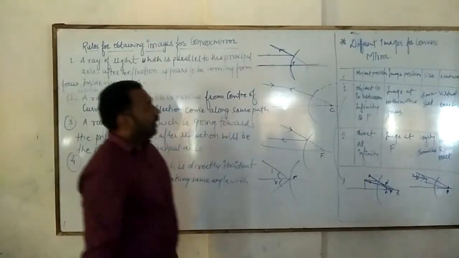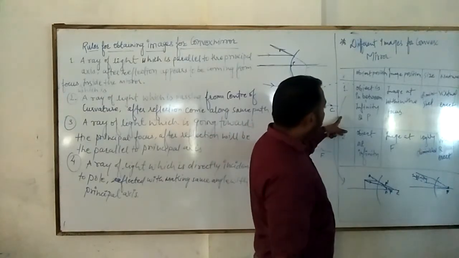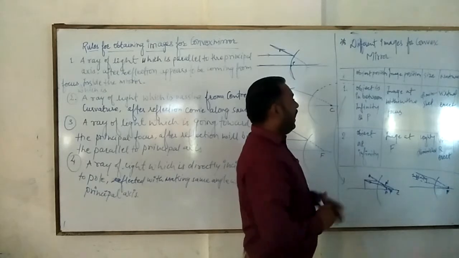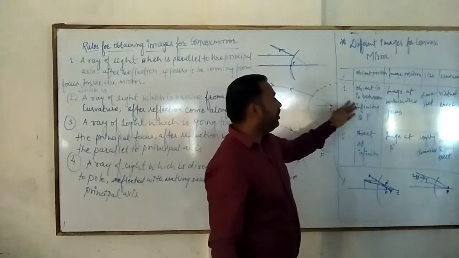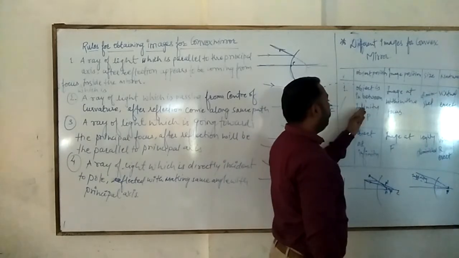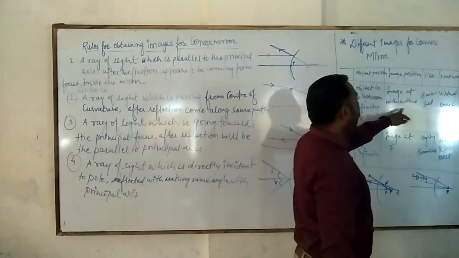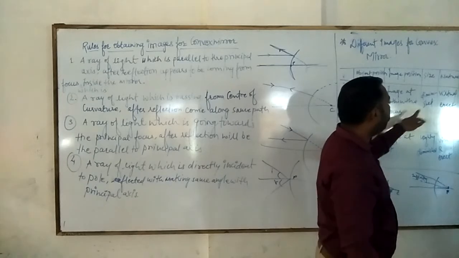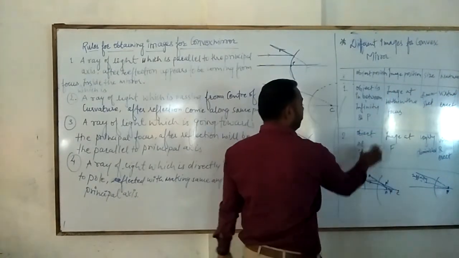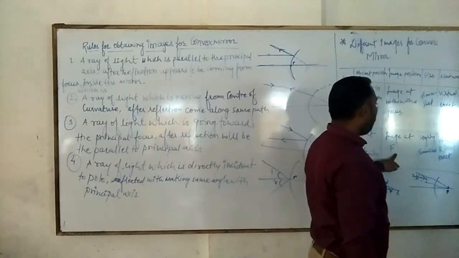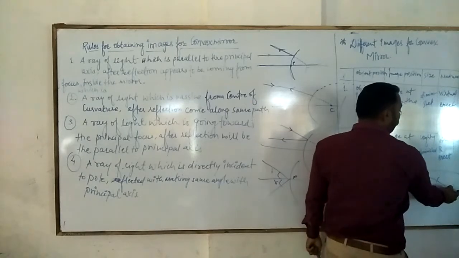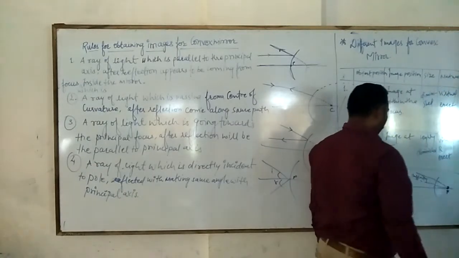Now only two cases can be formed with the convex mirror. If the object is anywhere between infinity and P, then the image is formed within the focus, just inside the focus. A diminished, virtual and erect image will be formed. And if the object is at infinity, then the image is at F and highly diminished, a very small image formed at the focus, virtual and erect.